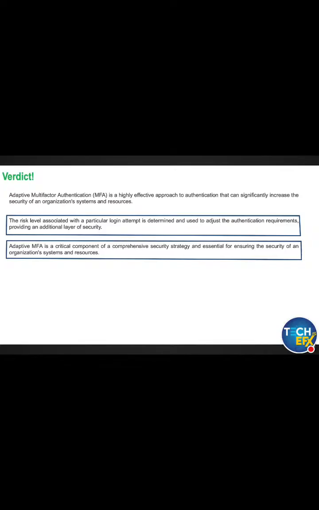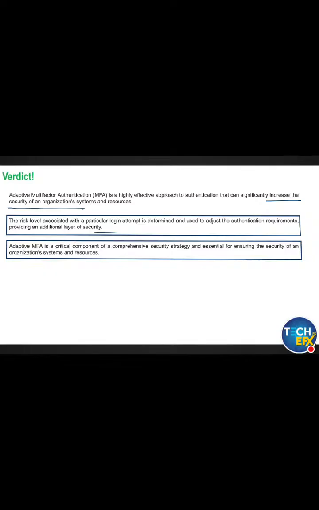So this is very much important. The whole objective is that it increases the security of an organization. It can help prevent unauthorized access to systems and resources by making it more difficult for attackers to gain access. To implement adaptive MFA, organizations need to consider the types of authentication factors they want to use, the tools and technologies they need to support, and the level of risk they are willing to tolerate.